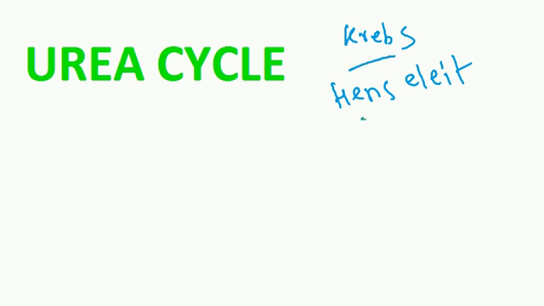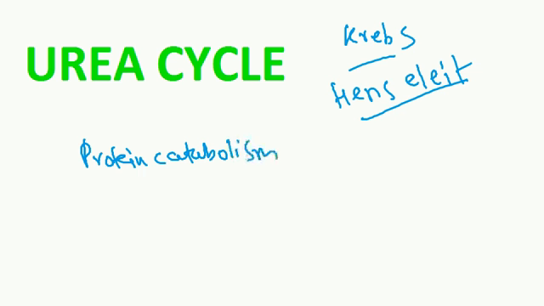So the topic is urea cycle. Urea cycle is also known as Krebs-Henseleit cycle. The urea is the product of protein catabolism. The site of urea cycle is liver.